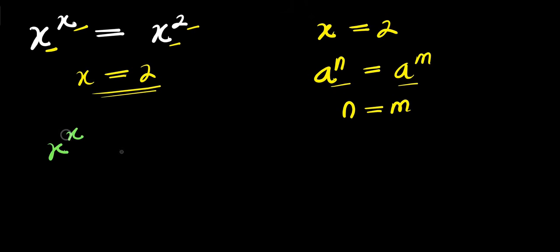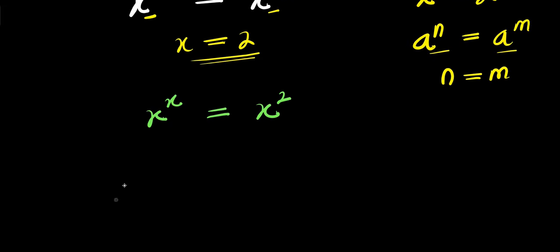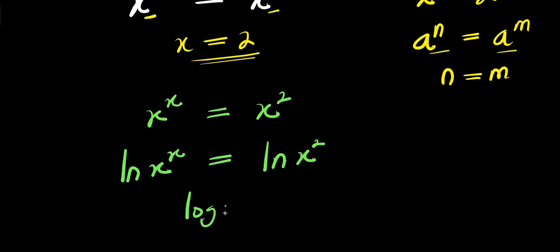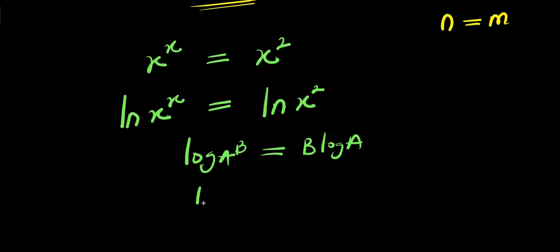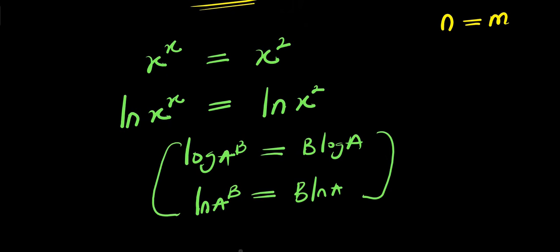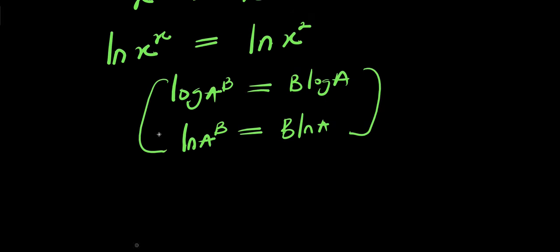We have x to the power of x equals x to the power of 2. So I'm going to start by making use of natural log. I have natural log of x to the power of x equals natural log of x to the power of 2. Now, if you have natural log of a to the power of b, this equals b times natural log of a. So this is the identity we are going to use right here.